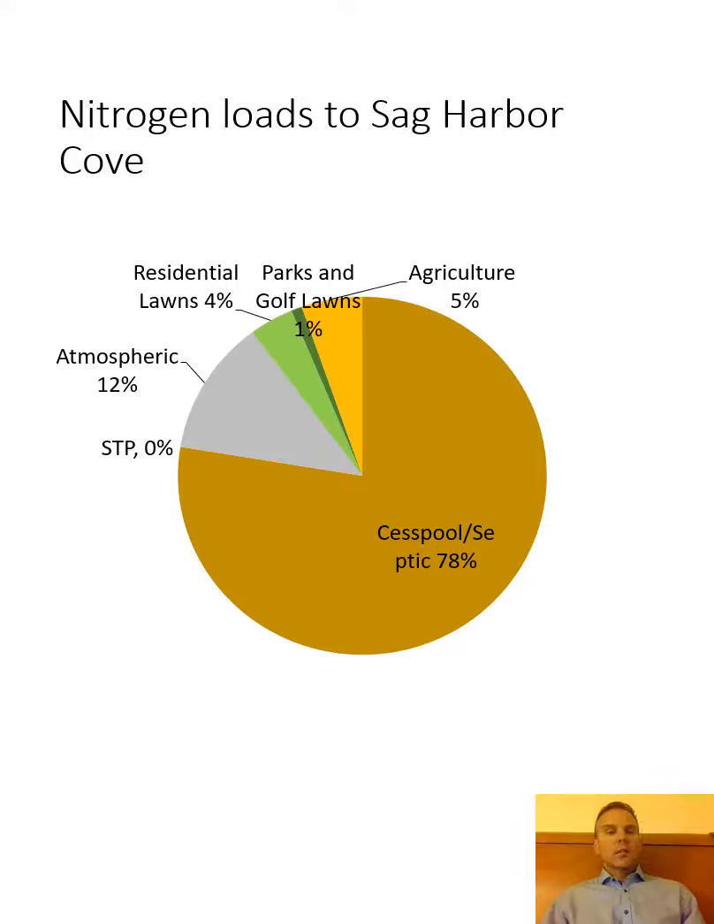Same exact data for Sag Harbor Cove comes up with a similar result. Of course, the sewage treatment plant does not discharge into these waters, so its contribution is 0. There are fewer lawns and parks in that watershed, and you can see therefore the majority of nitrogen loading is coming from cesspools and septic tanks. And while this number seems high, I'll tell you that it's fully consistent with what's been found throughout Suffolk County.